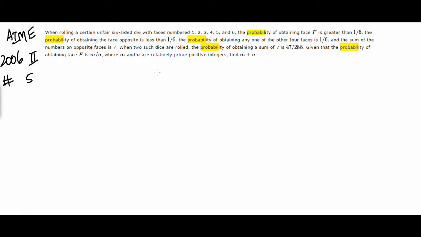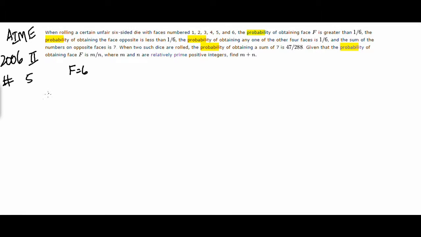Okay, so here's the solution. Without loss of generality, let's assume that f is 6. Without loss of generality, because it doesn't really matter what number you choose. And the way you get a sum of 7 is for you to get on one die one number and on the other die the number on the opposite side.